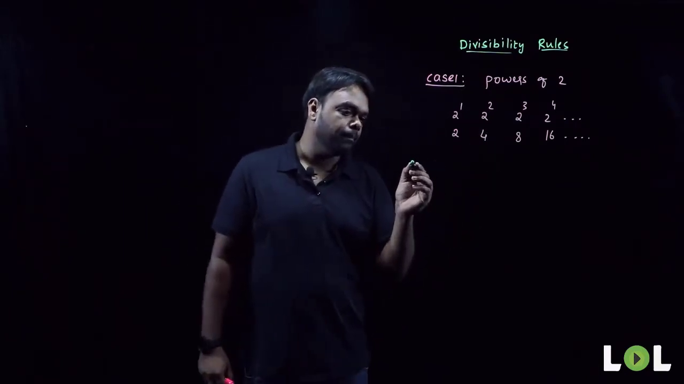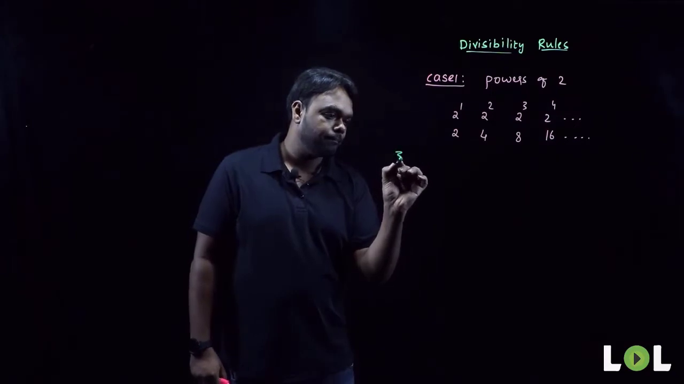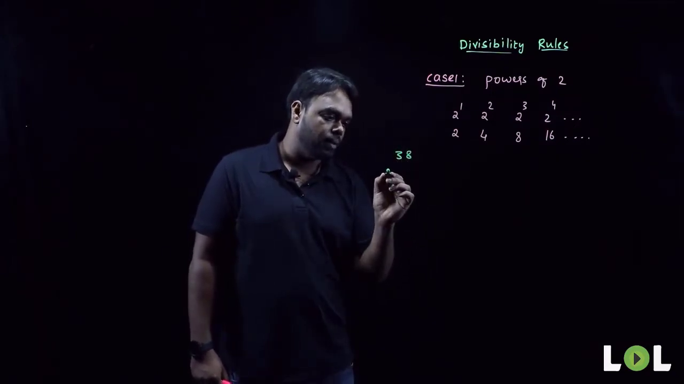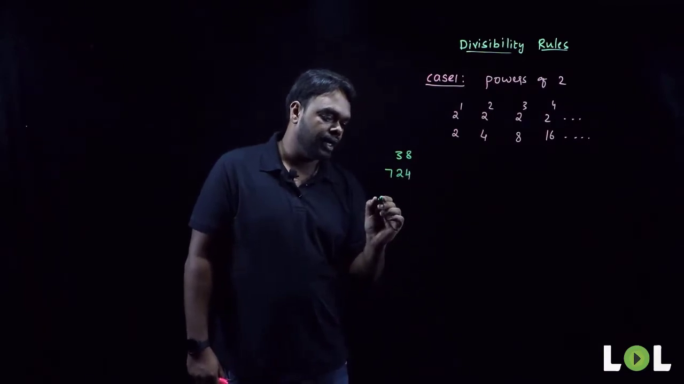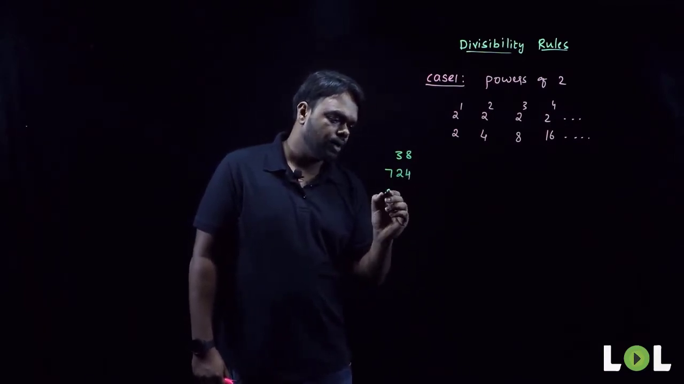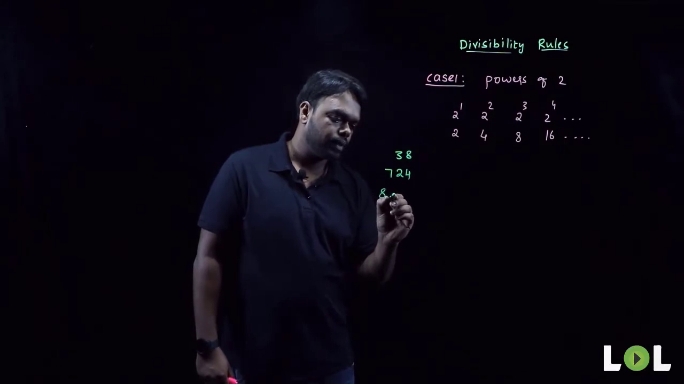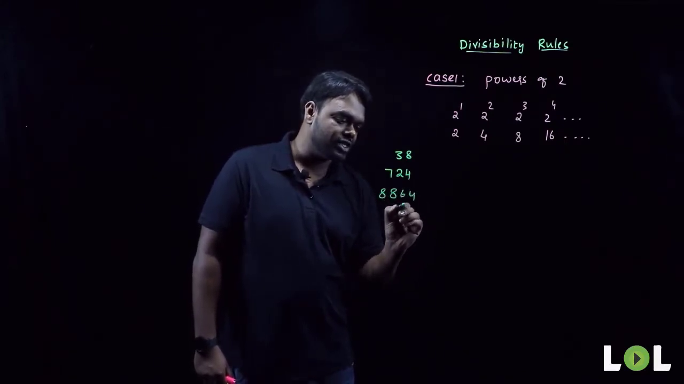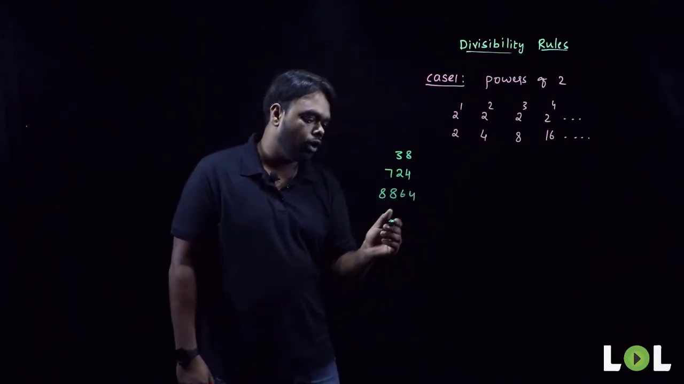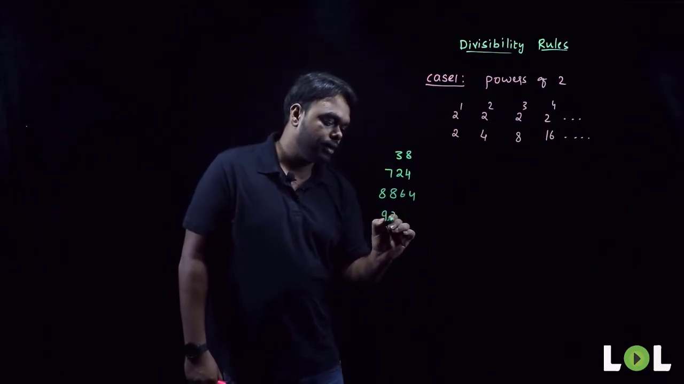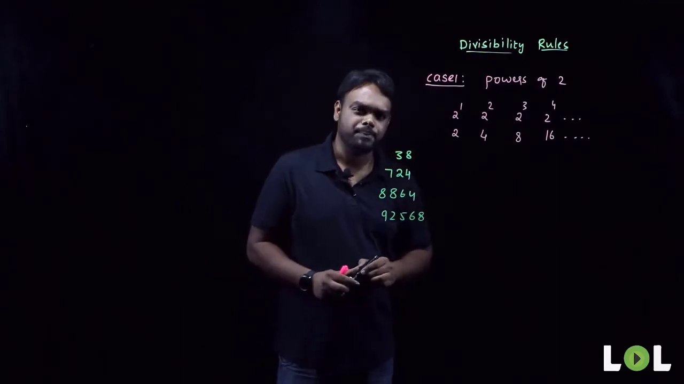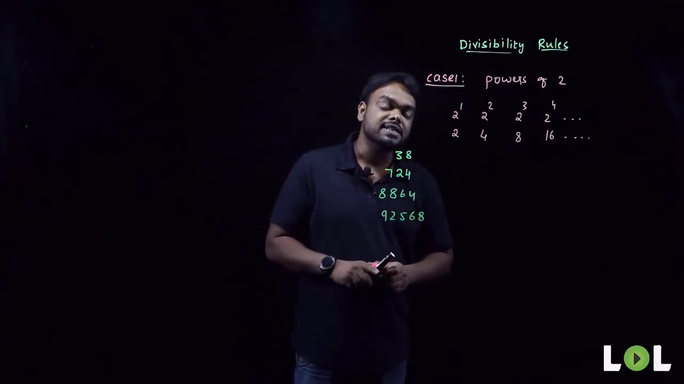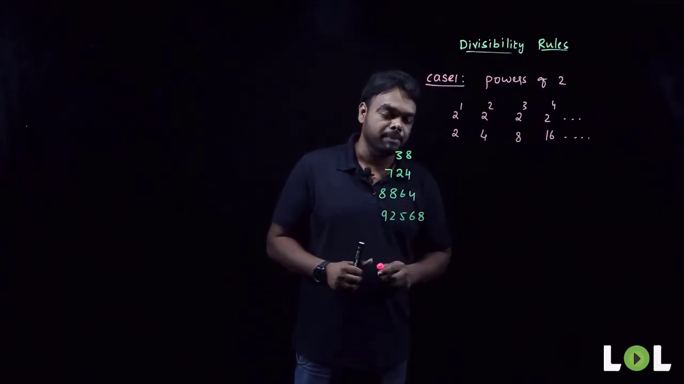Suppose I take a number, let's say 38, and let me take another number, 724, and if I take 8864 or 92568, and so on. Now, let us see whether these numbers are divisible by the given numbers or not.